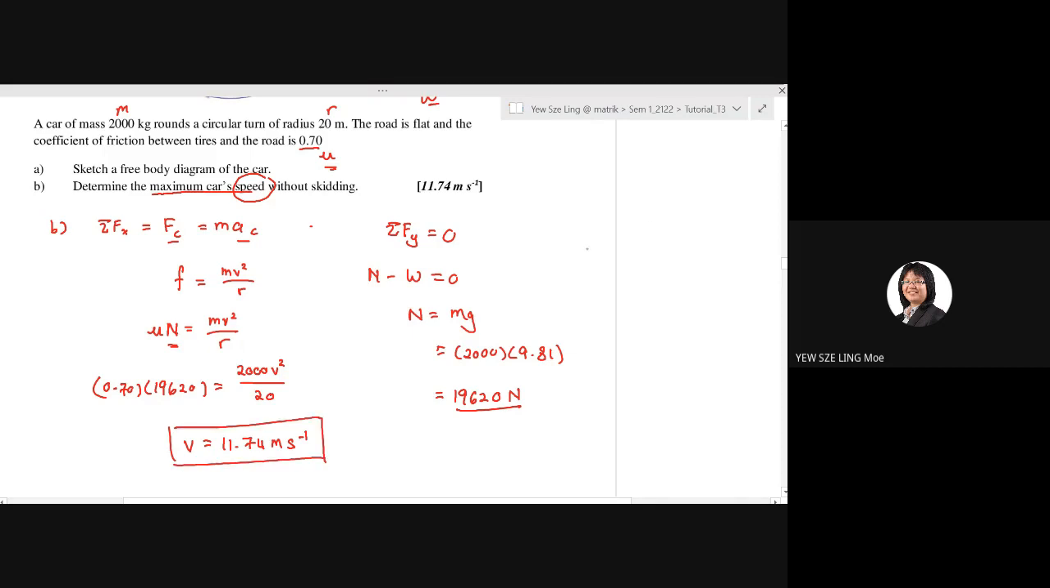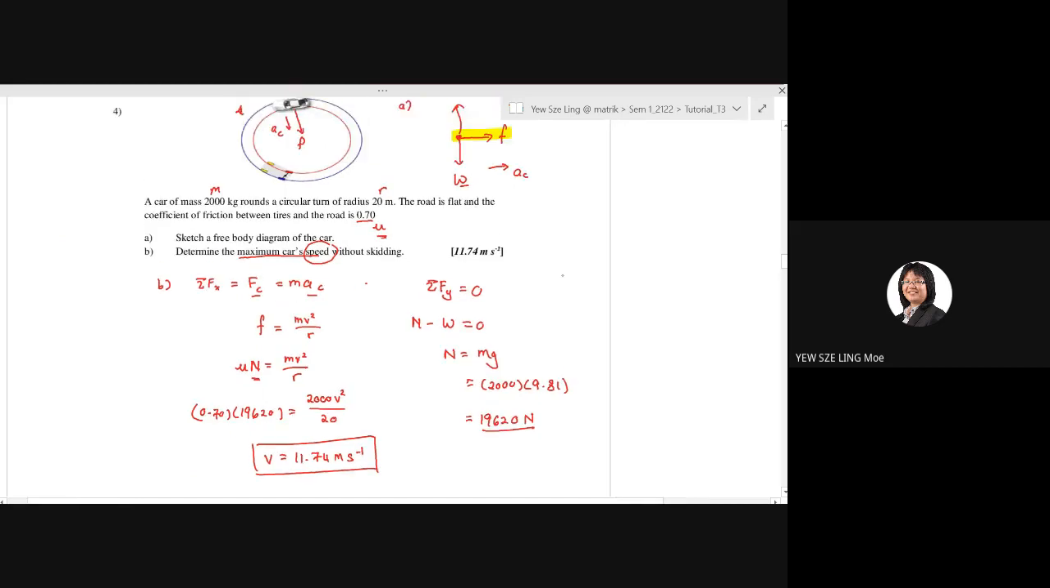Now I give you some time to write it down, including the free body diagram. Make sure you know how to sketch a free body diagram because it's very useful. It tells you which force is involved in the circular motion, which force causes the object to move in the circular motion. All right, so 1 minute for you to write it down.